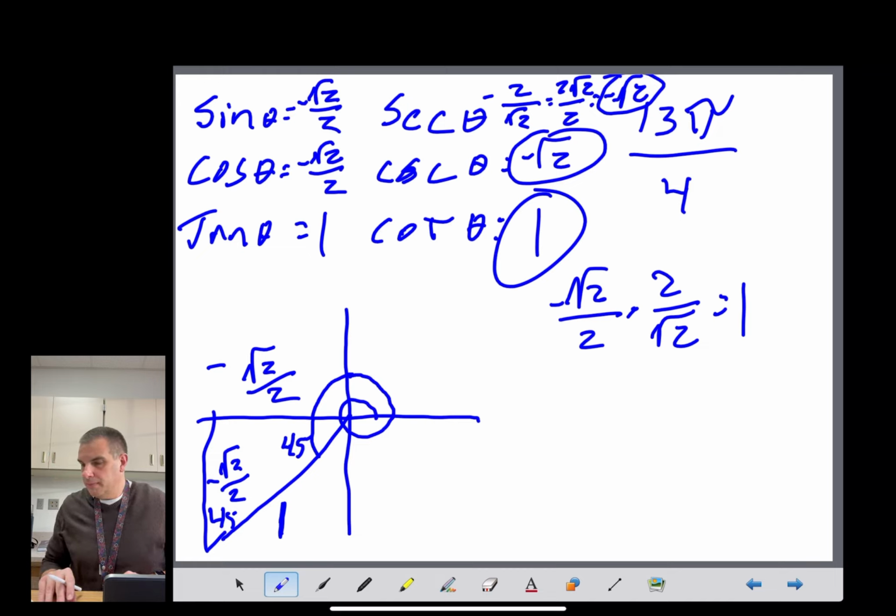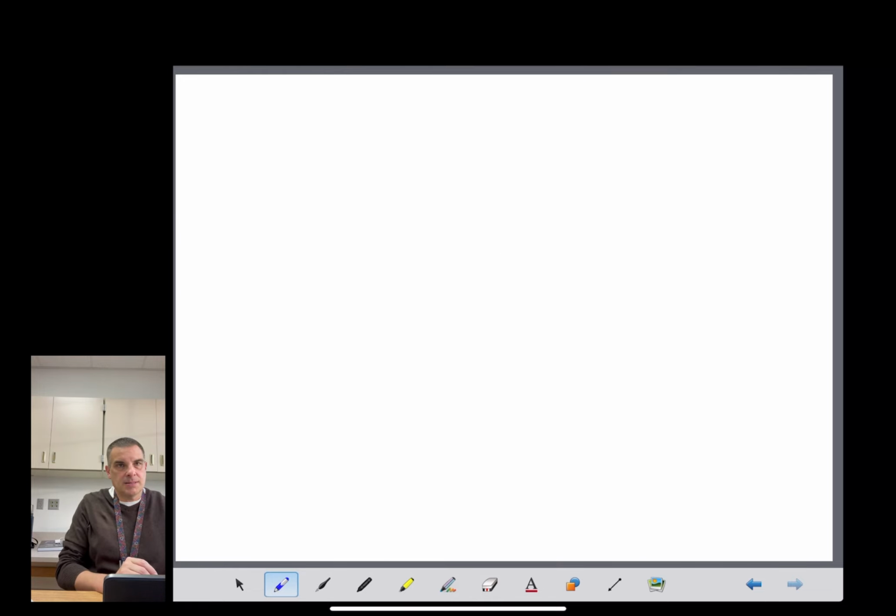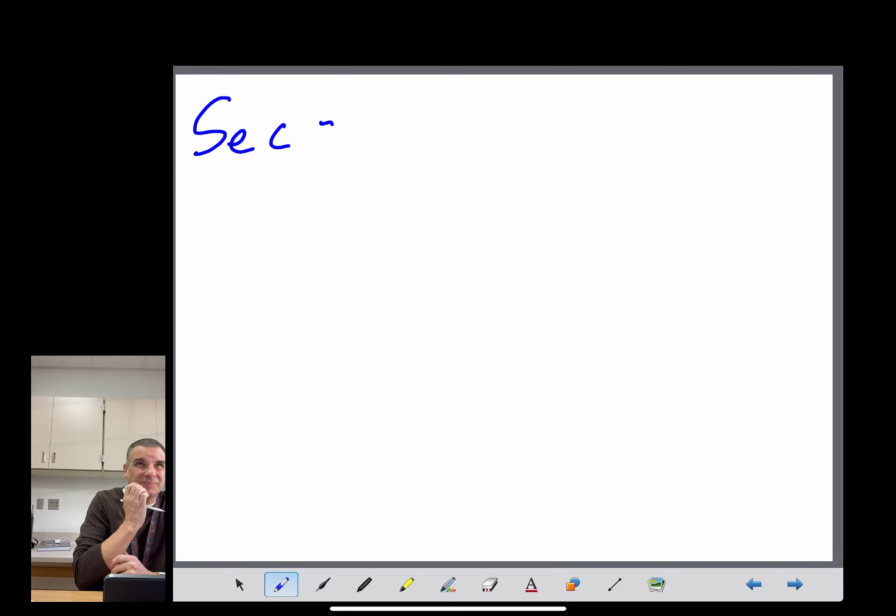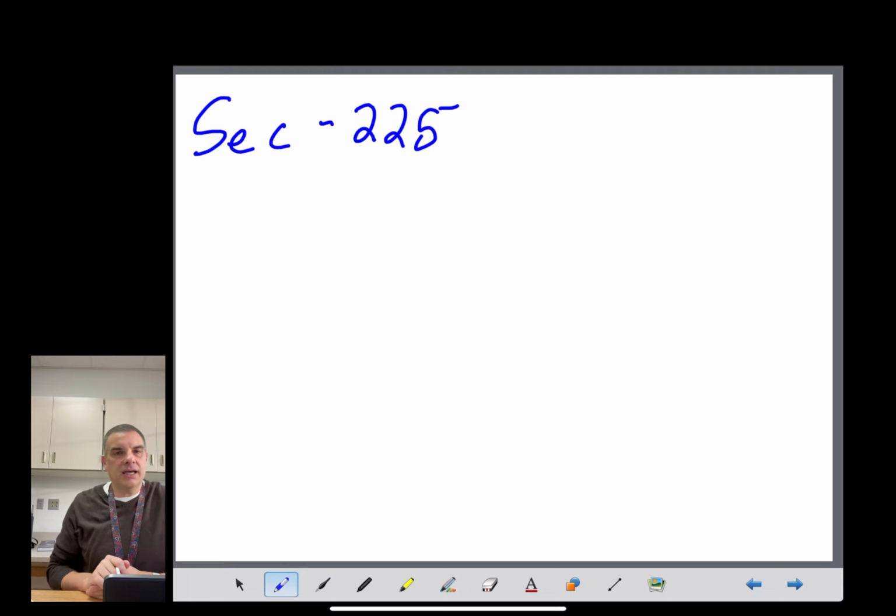Let's do one more. See if we can find a nice one here. Let's do a negative one. So let's find the secant of negative 225. Let's find the exact value of the secant of negative 225.